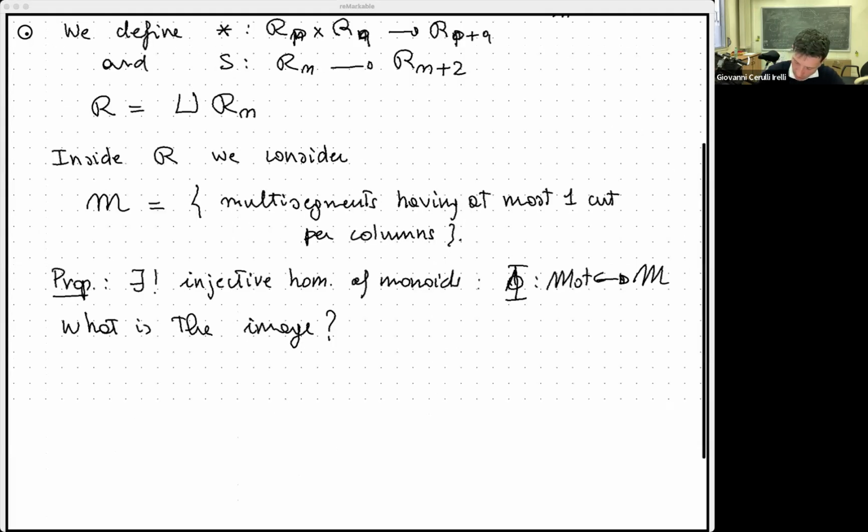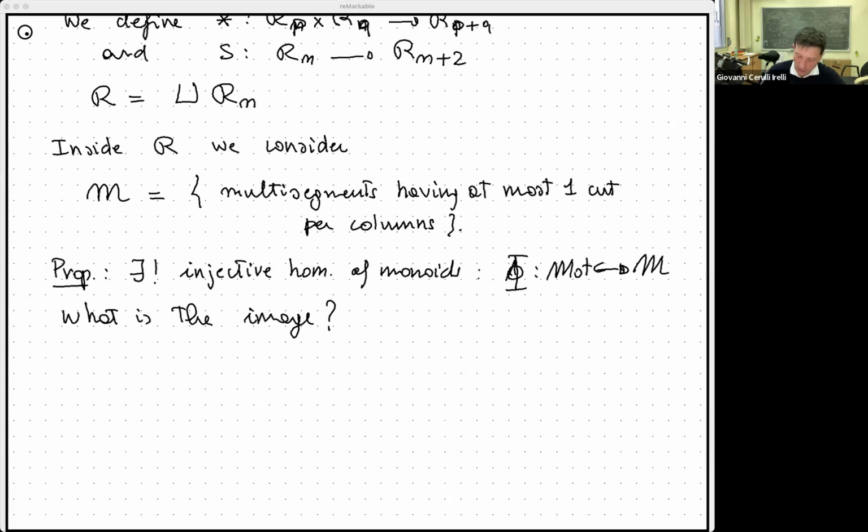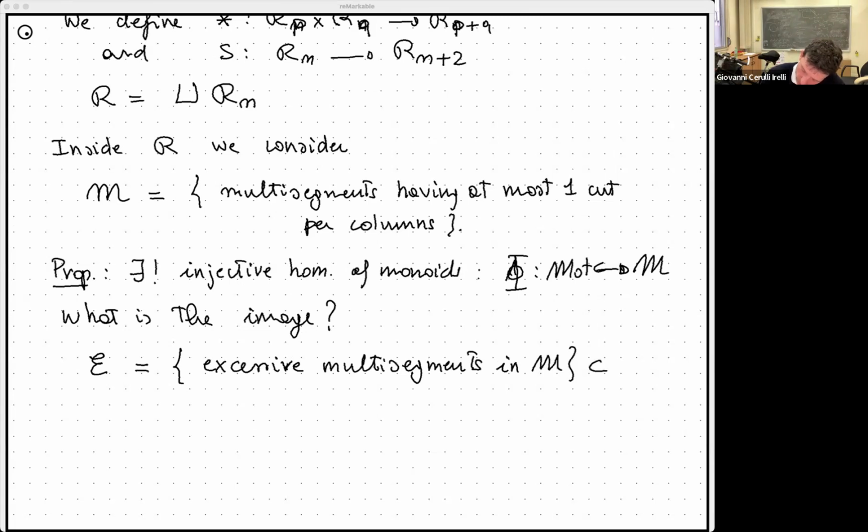We don't have time now to define excessive multisegments, but let me just say that we define inside M what we call excessive multisegments, E. So this is a submonoid of M. This submonoid is now free, and the map phi restricts to a bijection between Mot and E, so that the image of phi is equal to E.